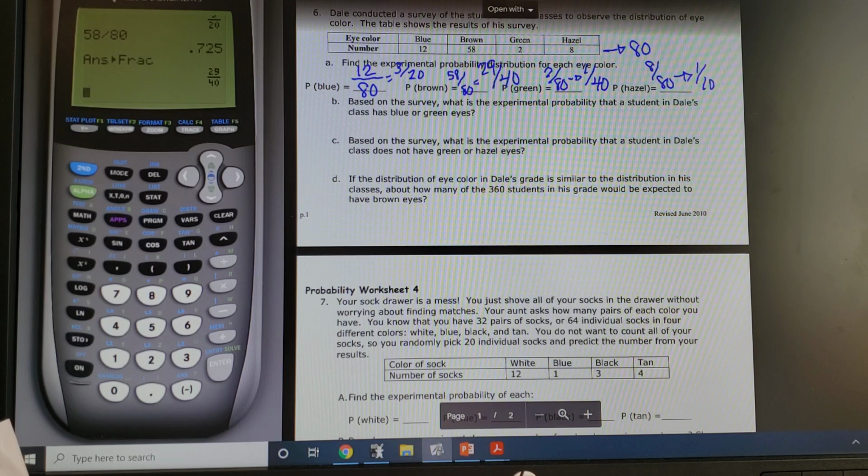Okay, you guys. Based on the survey, what is the experimental probability that a student in Dale's class will have blue or green? Alright, so John, you said 14 out of 80, very good. And then let's see what that reduces to. 7/40ths. Very good.